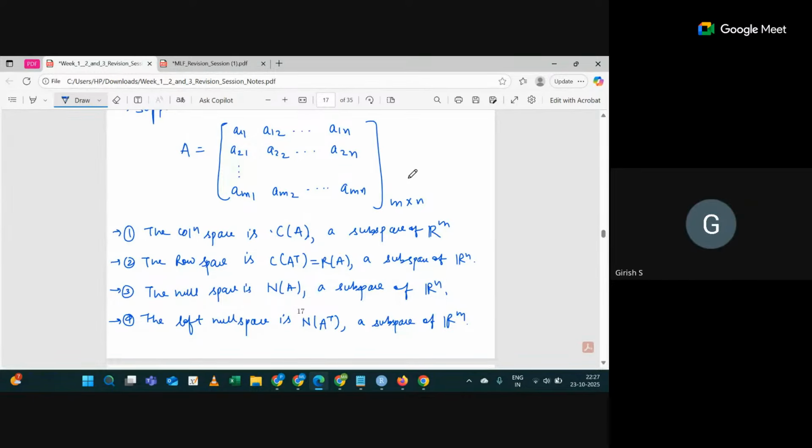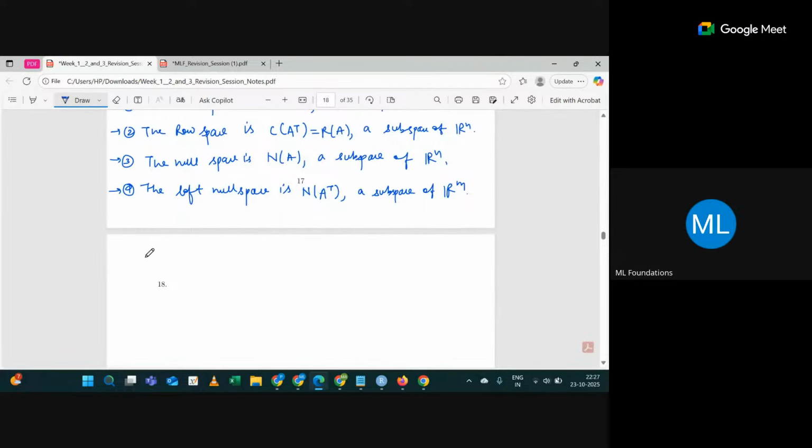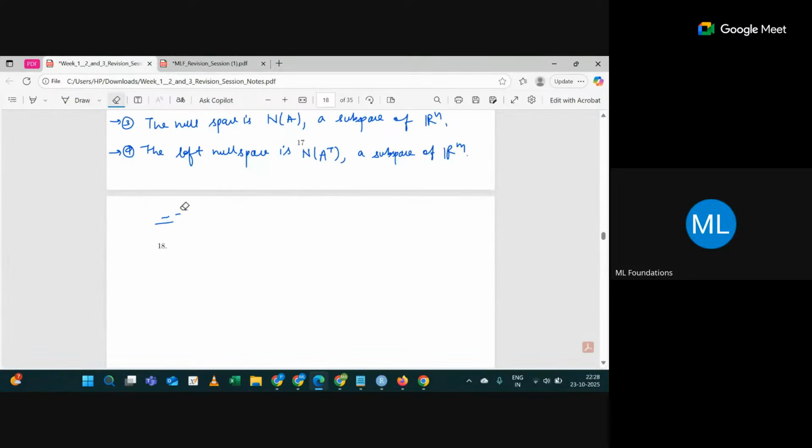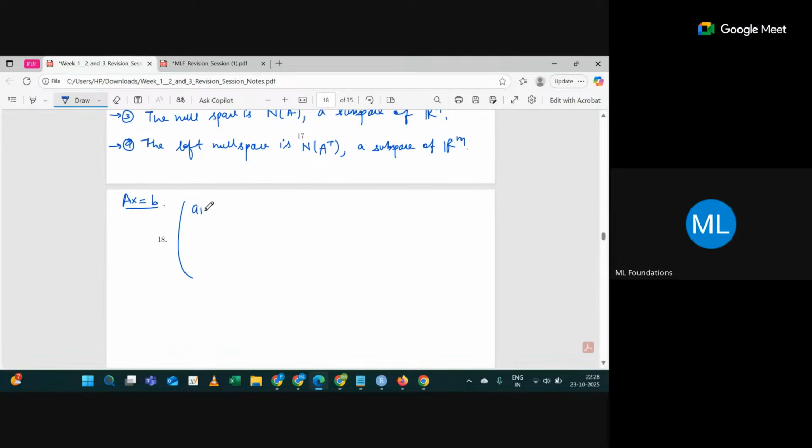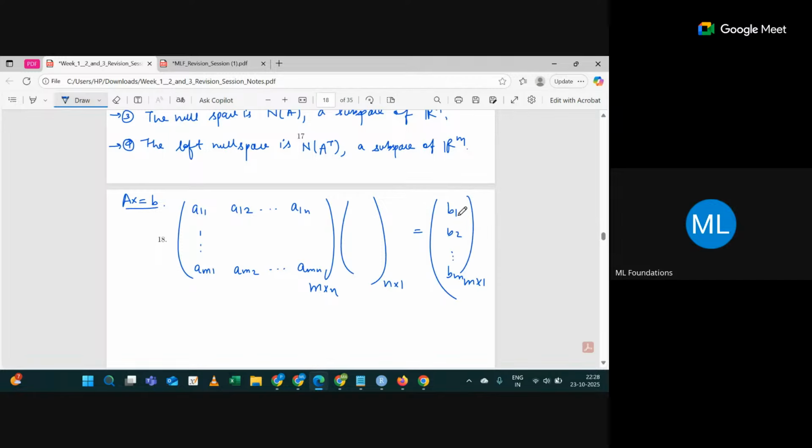Yeah, of course, if you imagine a row has A11, A12 up till A1n, that means there are n components in that. So in the column space of A, what we are doing? Suppose we have to solve Ax equal to b. Then it will be A11, A12, A1n, and Am1, Am2, Amn, correct? This is m cross n, this is n cross 1, and this will be b1, b2, till bm. What is this order? This will be m cross 1. So far so good. Let's say x1, x2, so on, xn.